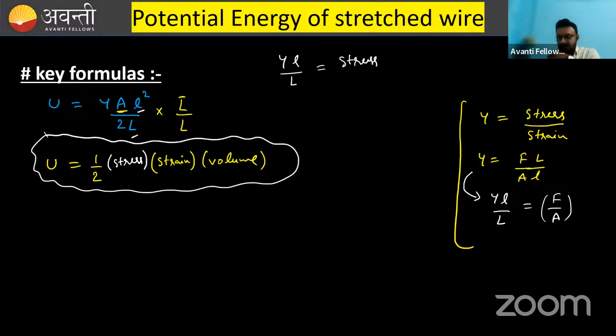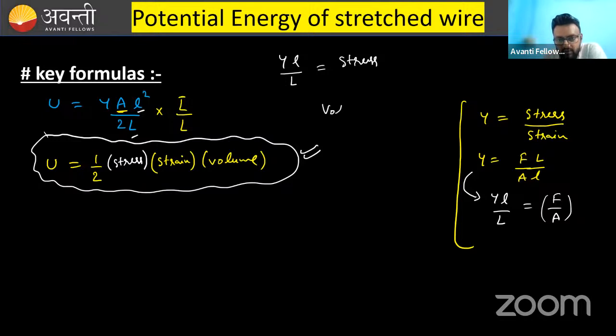If you have any problem, you can tell me. What I have done, I have multiplied with L and L, capital L. After that, I have transformed the formula. You need to remember this formula actually. What is the potential energy of a stretched wire? You will say half stress into strain into volume. Clear?